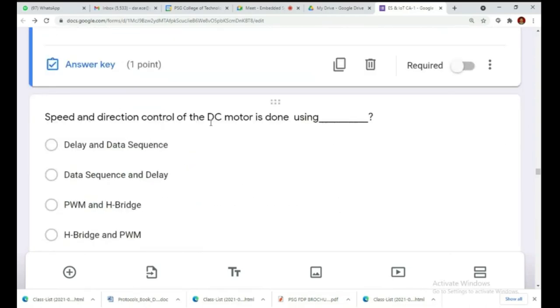The speed and direction control of the DC motor is done using... Speed control of the DC motor is done by pulse width modulation. Direction control of the DC motor is done by H-bridge. So PWM and H-bridge is the right answer, which is the third one.